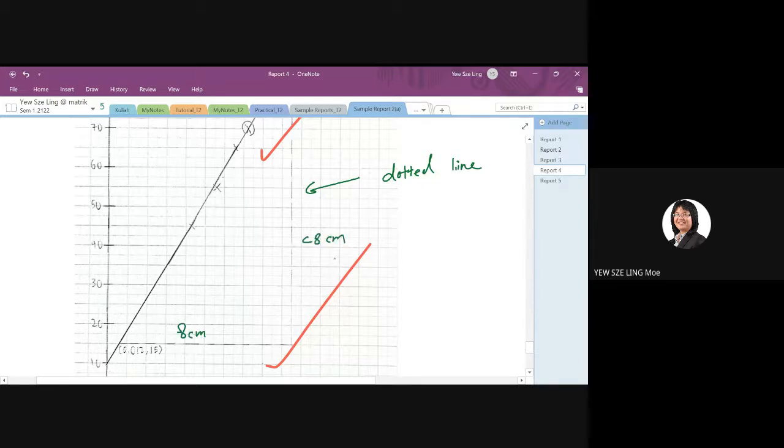So far, most of you got it correct. Only I think 1 or 2 of you gave me less than x cm. It should be greater than x cm.